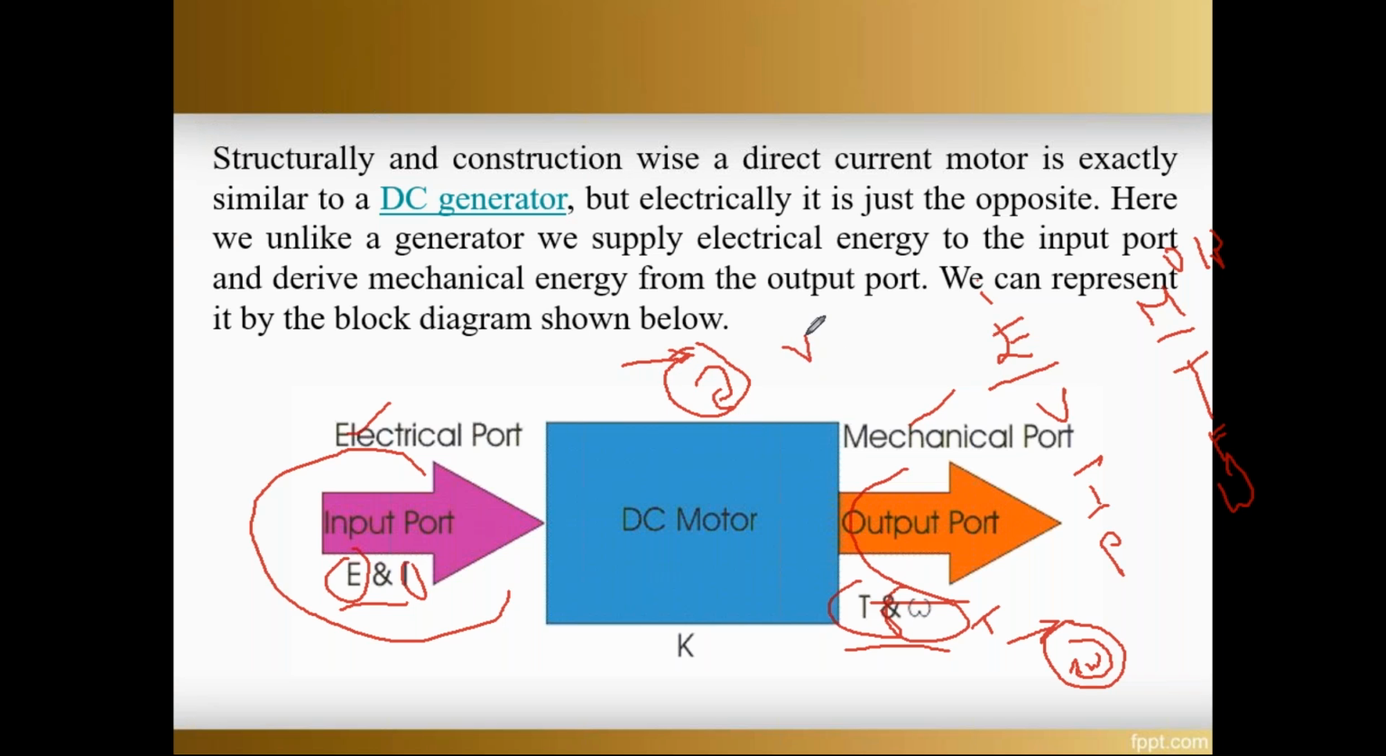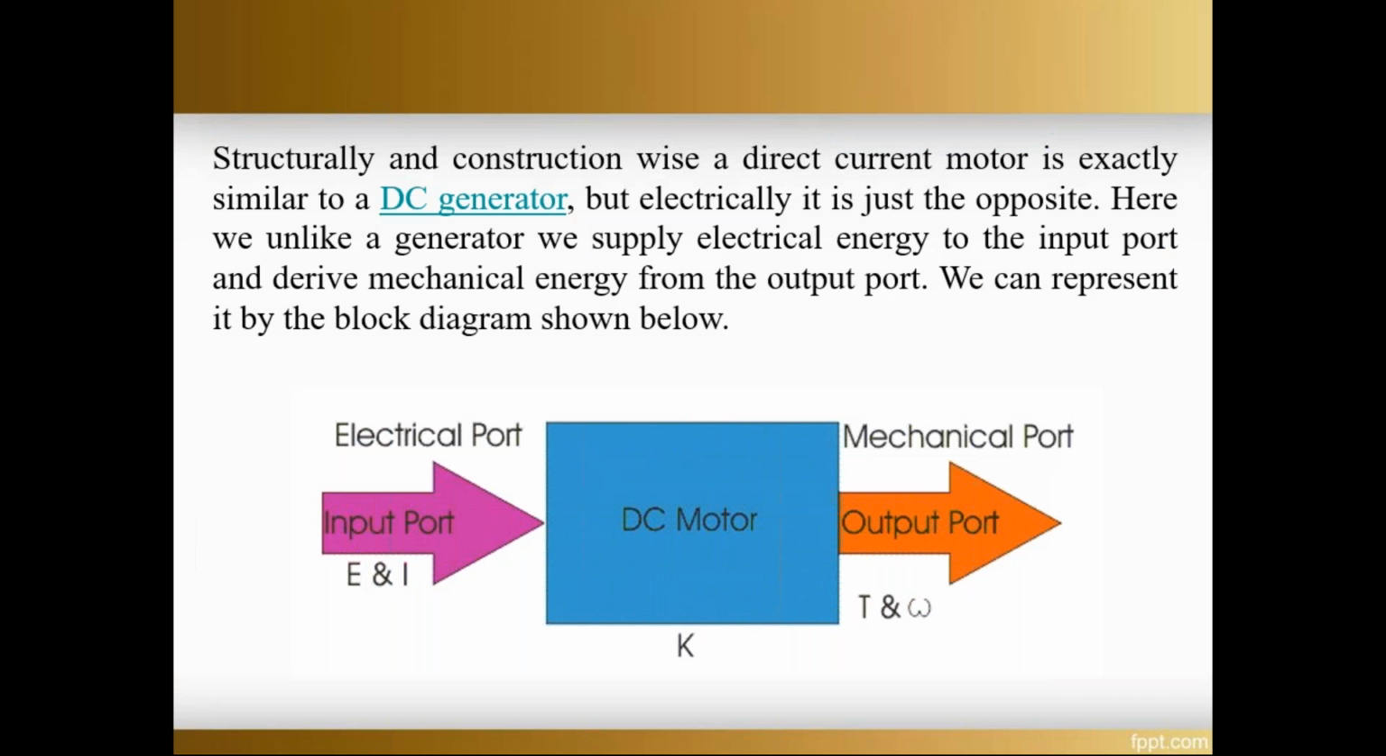Here v is velocity and omega is angular velocity. What is the difference between velocity and angular velocity?